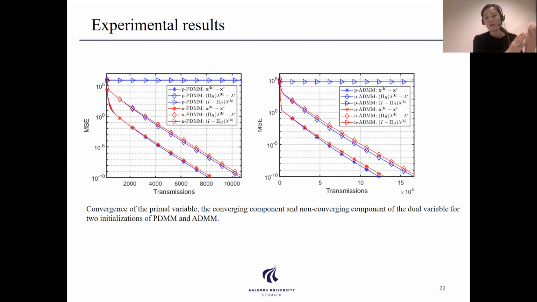We can see that no matter whether we have subspace noise or not, the dual variable and x always converge to their optimum value. So there's no trade-off between privacy and accuracy. The same story also holds for ADMM.